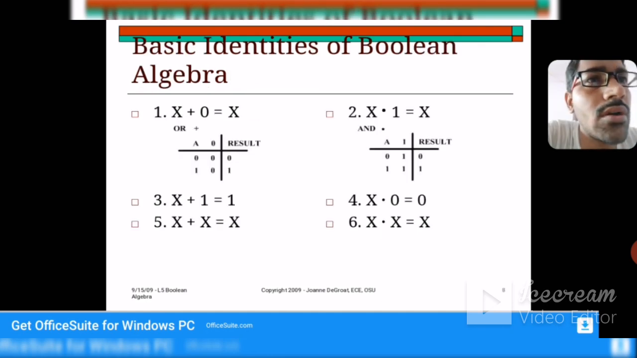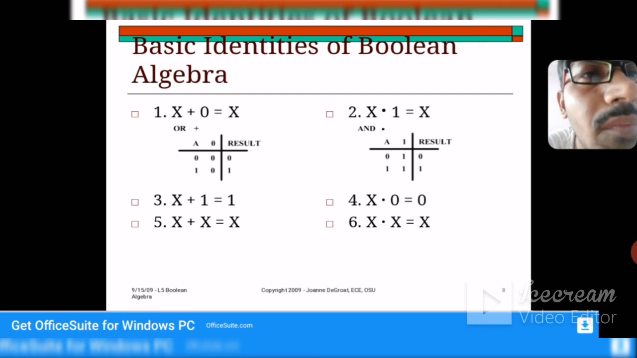Next we will learn about Boolean identities or properties. There are 12 to 13 properties we will discuss here. The first ones are x plus 0 is equal to x, and x into 1 is equal to x.